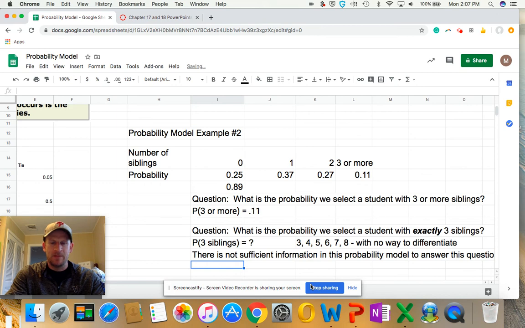All right. And that's a good trick question on a quiz or a test when you're evaluating probability models. Just be careful of the phrasing, because the phrasing is going to lead you to your answer. And sometimes that answer is not concrete, and that's okay.